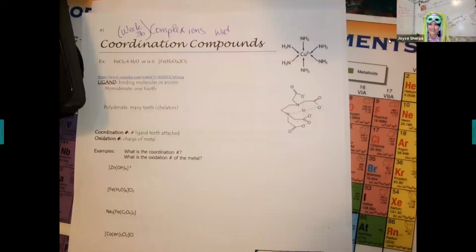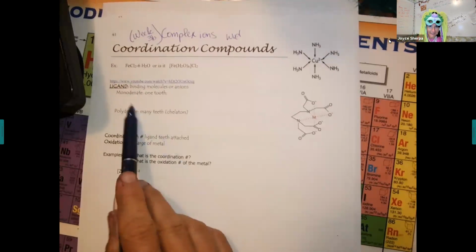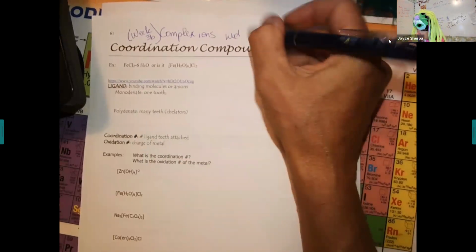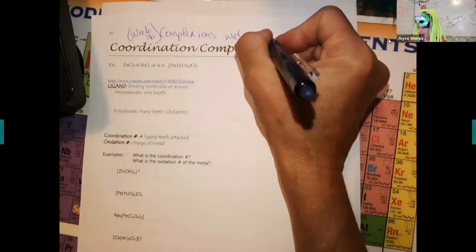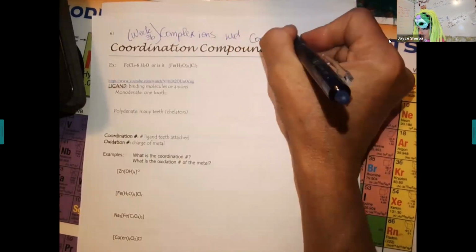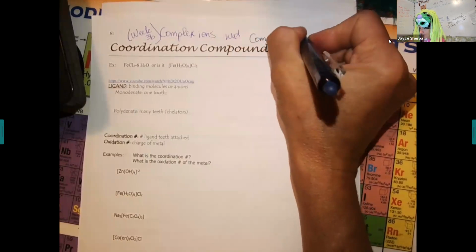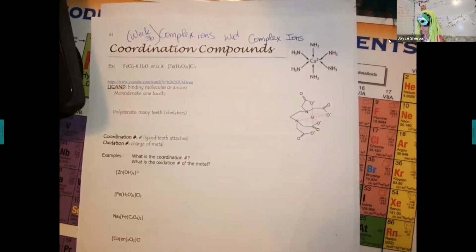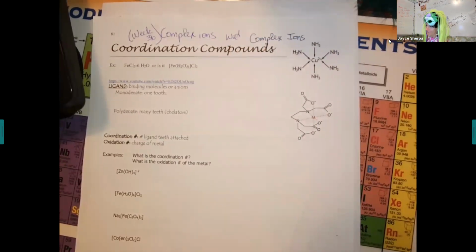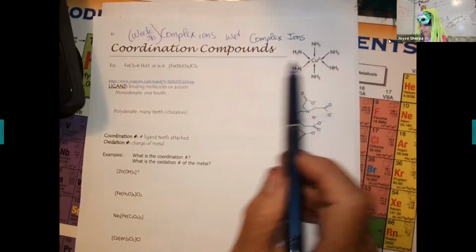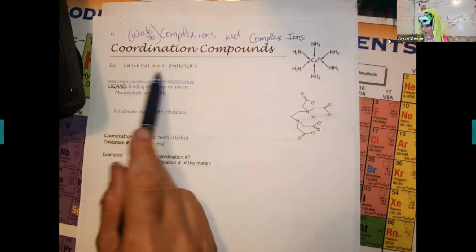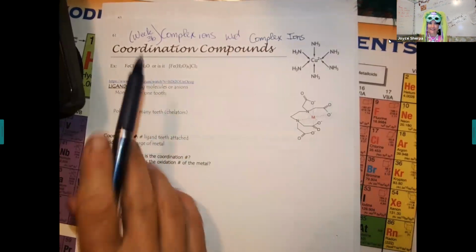So complex ions, they're also called complex ions. The correct name is coordination compounds, but they are commonly called complex ions. All right. And I talked about them in the previous lecture. They are a simple ion that has extra stuff added.